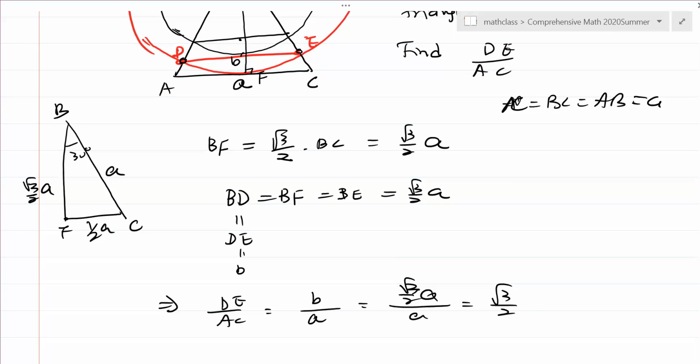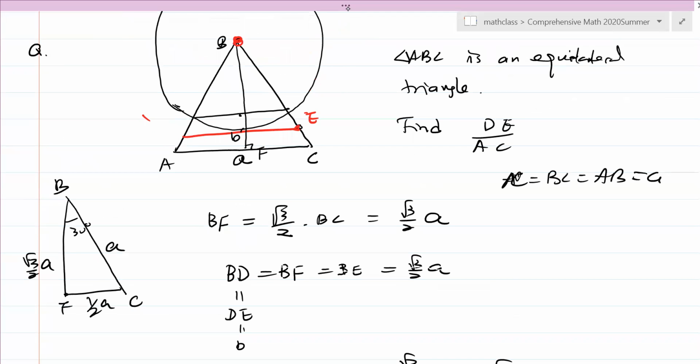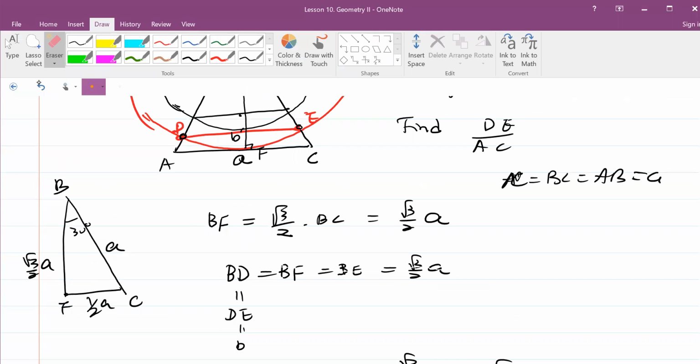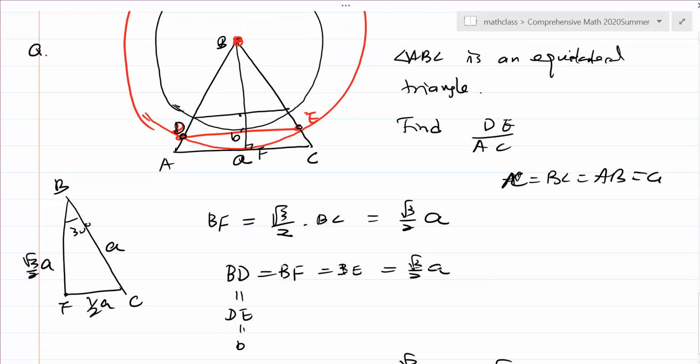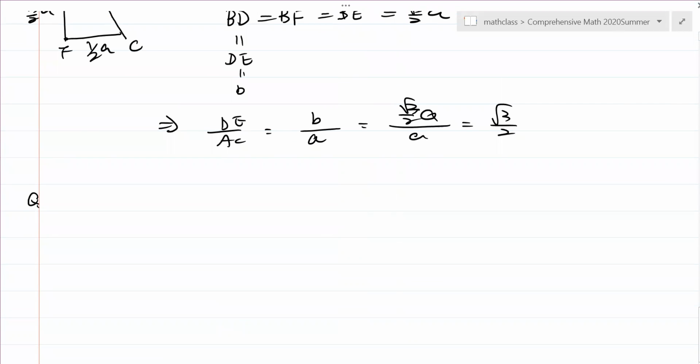It's a little bit tricky here. You can find BD quickly based on the circle. There's another problem in geometry, which is also a pretty tricky problem.